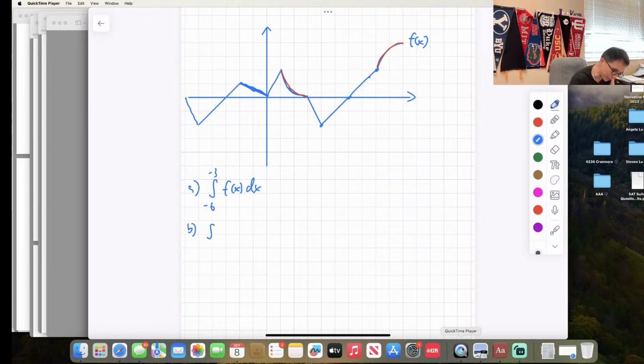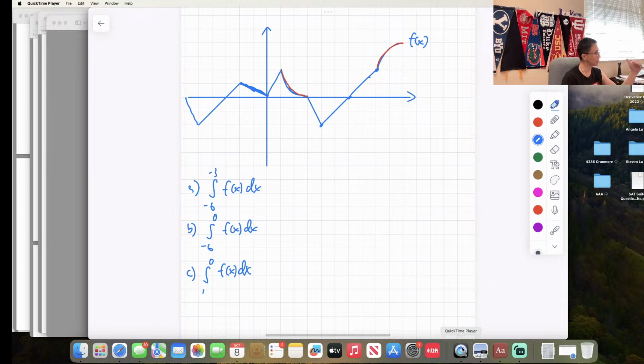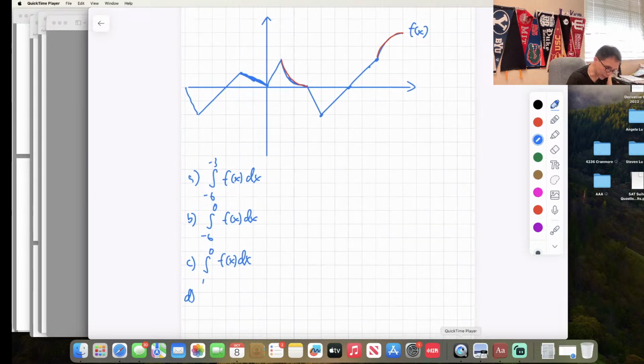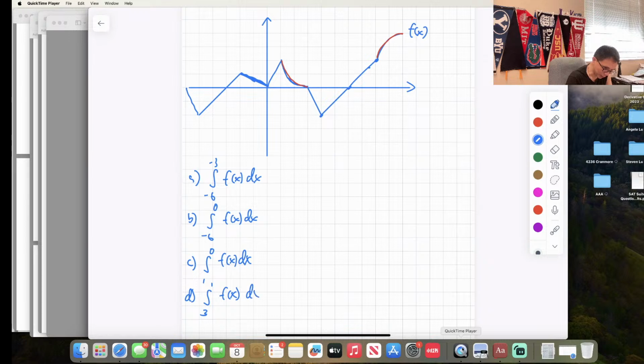B, I'm going to ask you what's the integration from -6 to 0. And C, what's the integration from 1 to 0. Pay attention to order. The order is preferred to be from the lesser number to the greater number. If you need to, switch those. D, what's the integration between 3 to 1 of f of x dx?